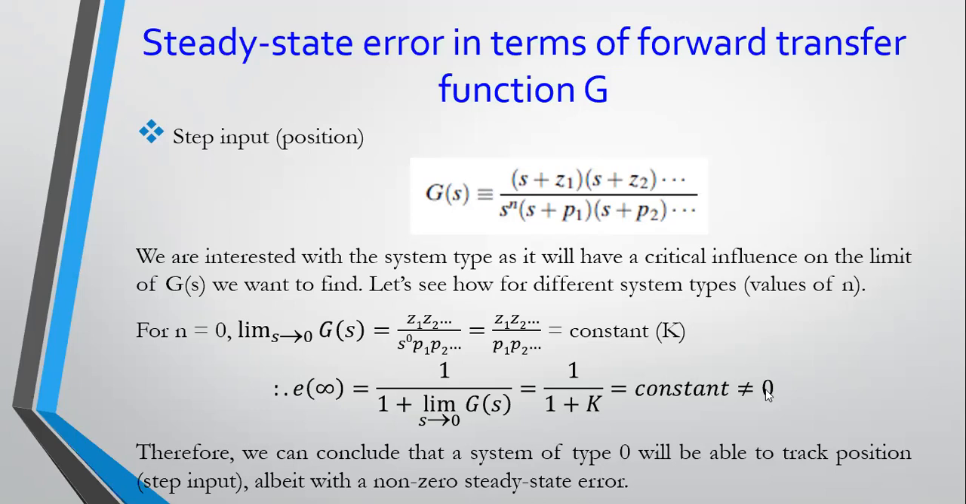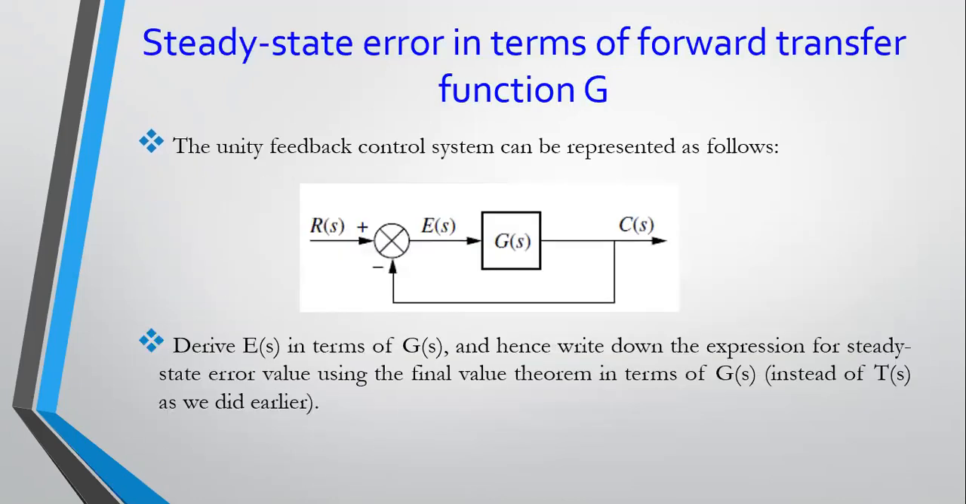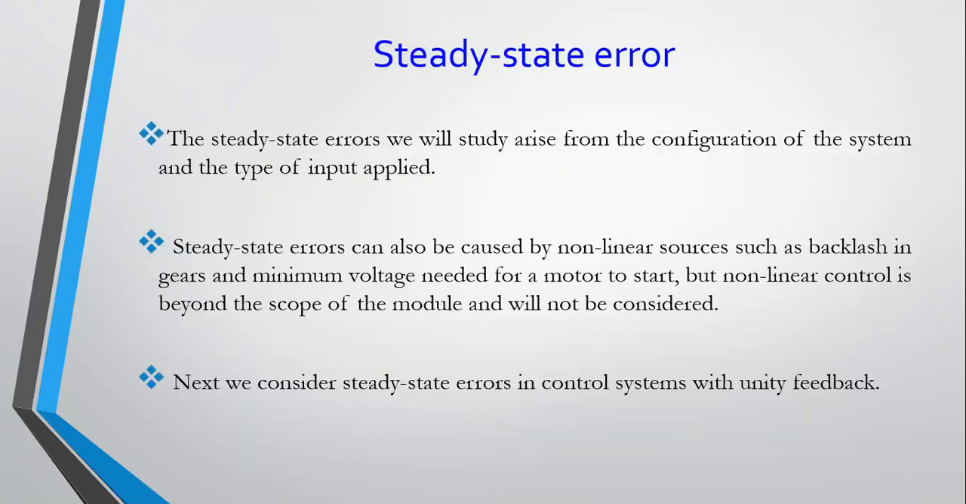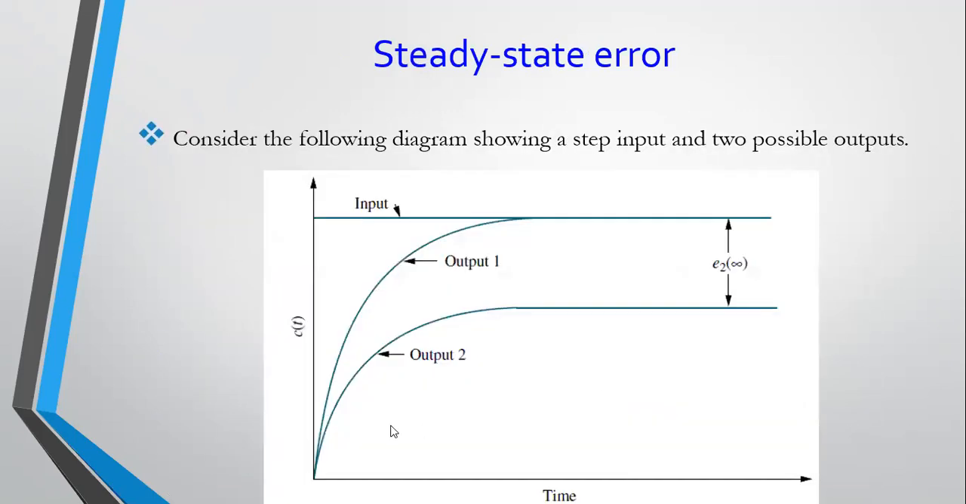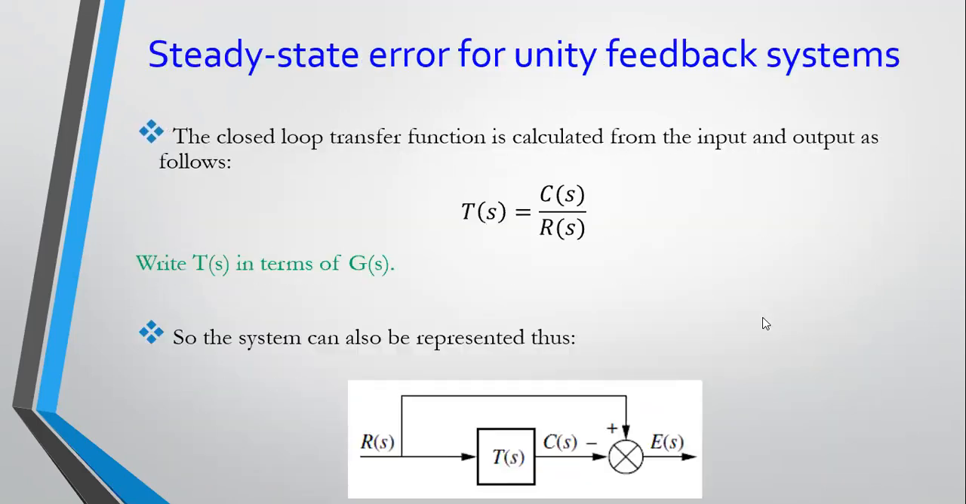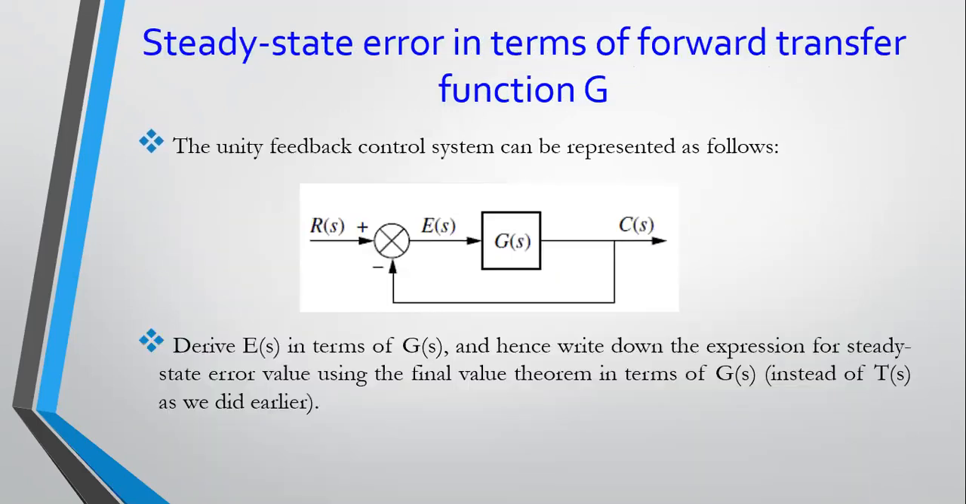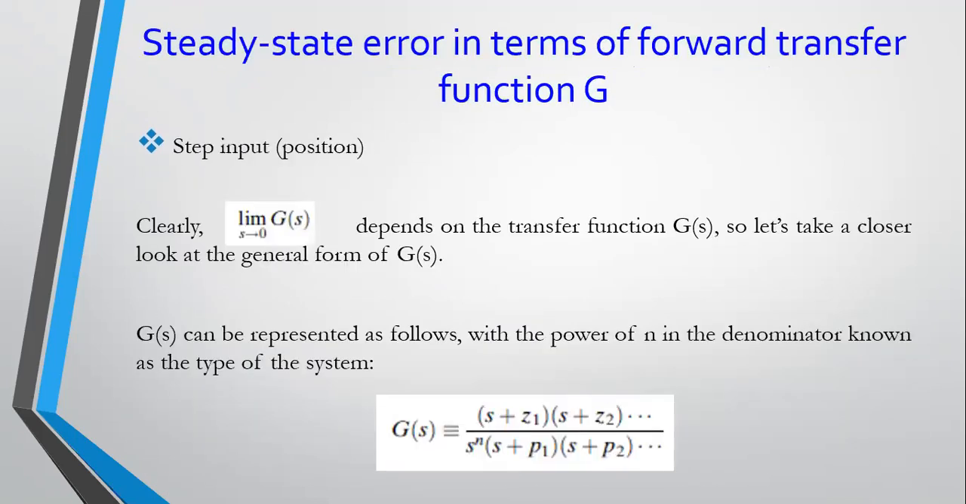So what can we conclude therefore? A system of type 0 will be able to track position for sure, but with non-zero steady state error. So if we just go back a few slides, remember we saw some graphs there. So this is the case you are getting here. We have an input step. Our output will have a constant steady state error.